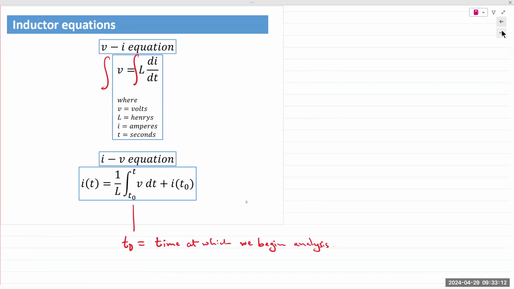Time at which we begin analysis. So this was the standard VI equation. And you will see when we get to capacitors that the structure of this equation is exactly the same for both inductor as well as capacitor. Okay, so again, repeat, our job during circuit analysis is to determine the unknown quantities. Unknown quantities in this case are the voltage and the current, right? So these are the equations that we would use for inductors and capacitors.